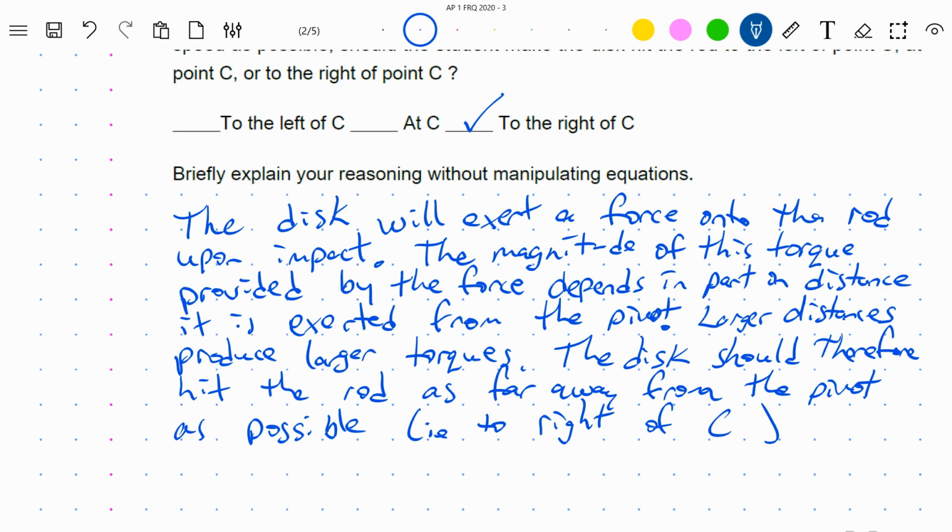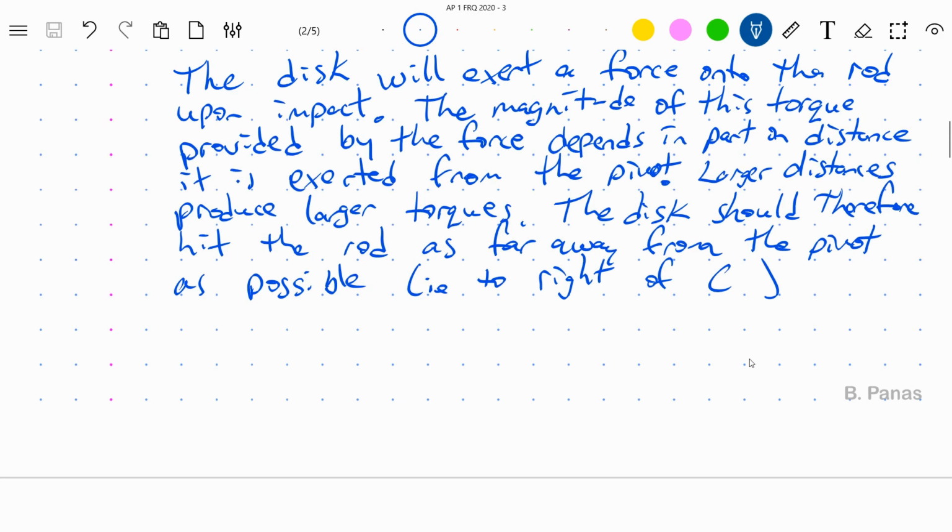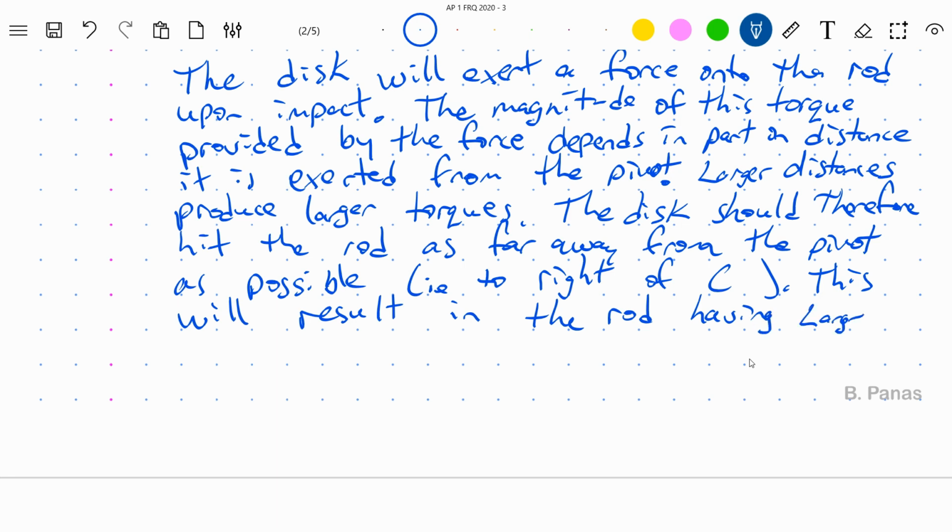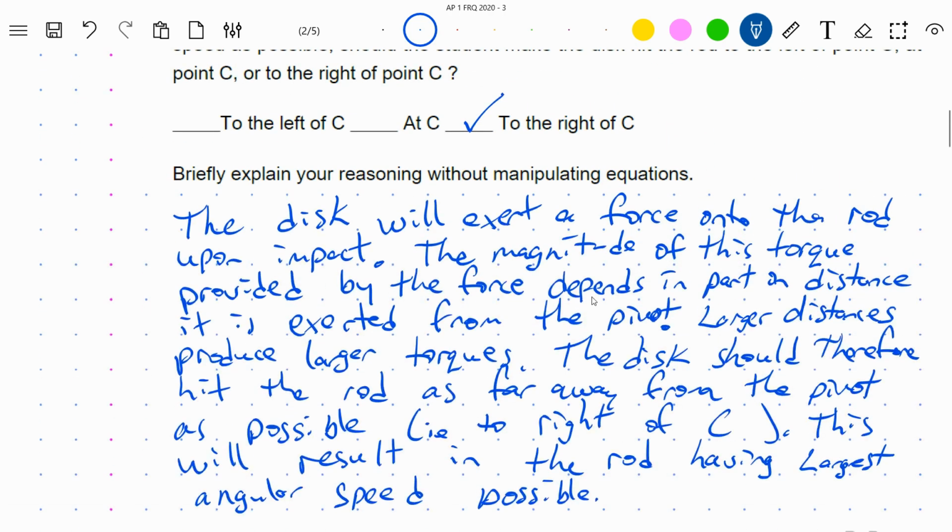Actually, just to clarify, because we're talking about maximizing the speed, and so far I've only talked about maximizing the torque, let me just string that together here so that I really am focused on the point that they're asking me about. This will result in the rod having the largest angular speed possible. Okay, that should do it.